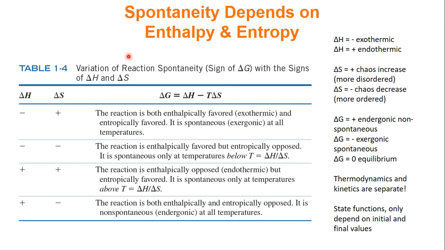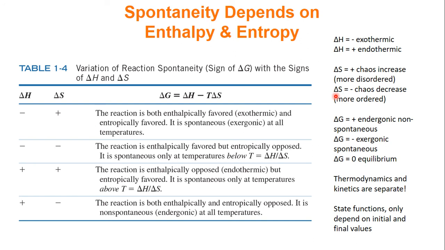All right. So let's look at this equation. Delta G equals delta H minus T delta S. So if delta H is negative, you are exothermic. Heat is exiting your body, exothermic. While if delta H is positive, your heat has increased. You are taking heat in, endothermic. If delta S is positive, you have increased chaos, or you have become more disordered. While if delta S is negative, your chaos has decreased, or you have become more ordered.